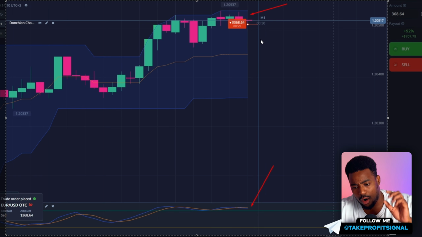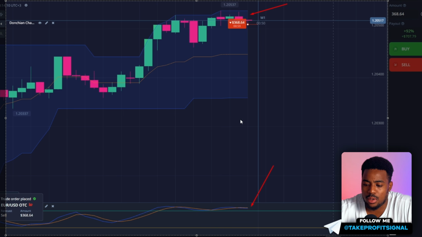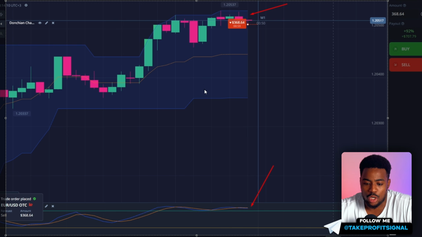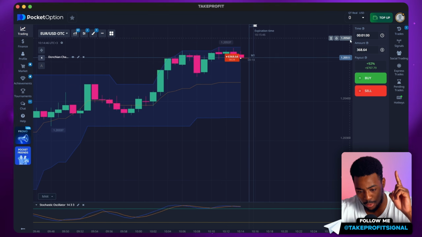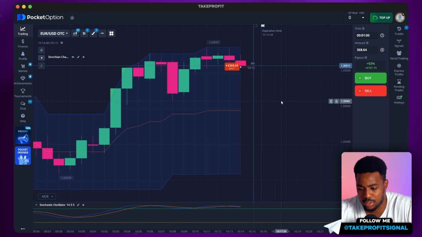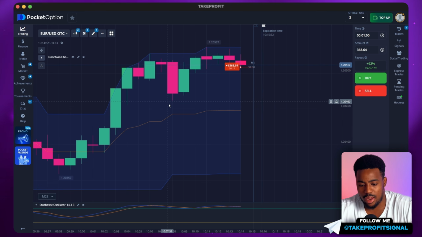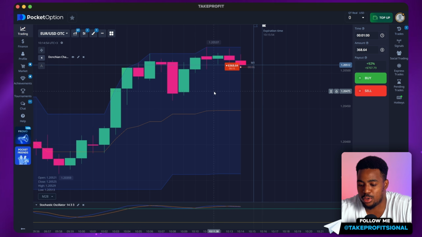We've already seen that. However, to avoid false signals, I recommend looking for confirmation on the chart itself. For confirmations on the chart, I use several things. First, candles and candlestick patterns. Second, price movement history. And third, additional levels on the chart without including the indicator's boundaries.